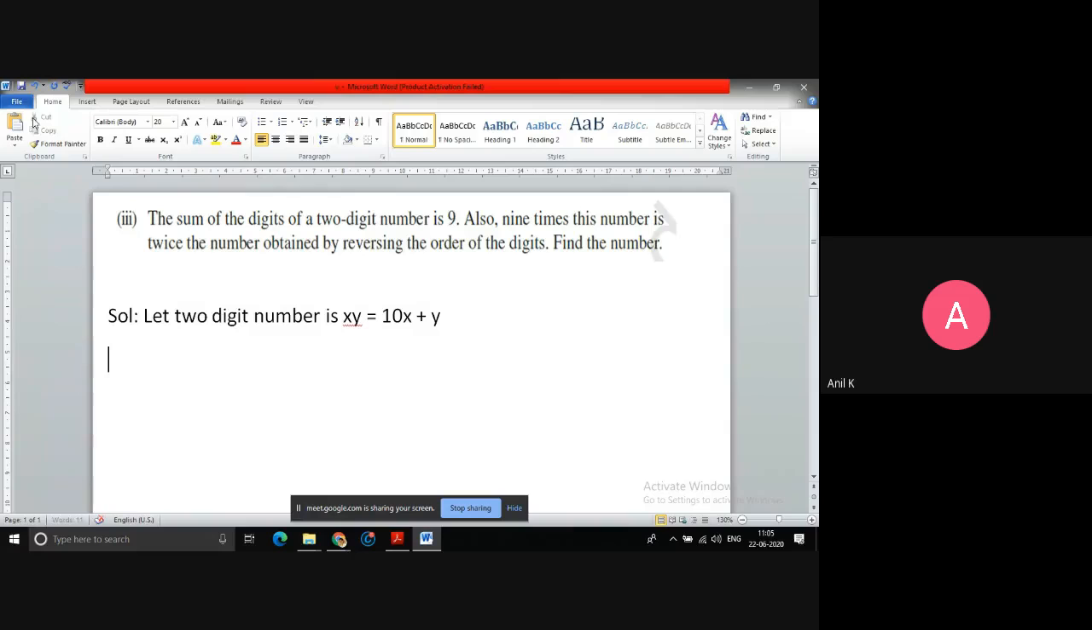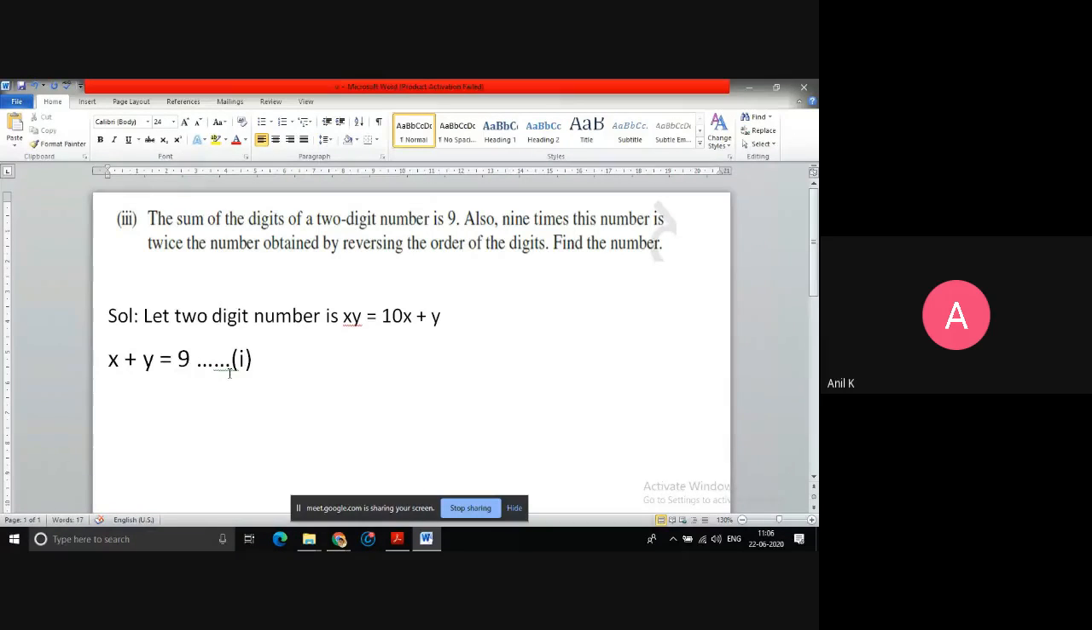Now what is condition one? The first condition is given: the sum of the digits. What are the digits? x is a digit in the tenth place, and y is a digit in the unit place. Sum of the digits means x plus y equals 9. This is what they have given: the sum of the digits is 9. Okay, so we call this equation number 1. Sum means addition, so x plus y equals 9.